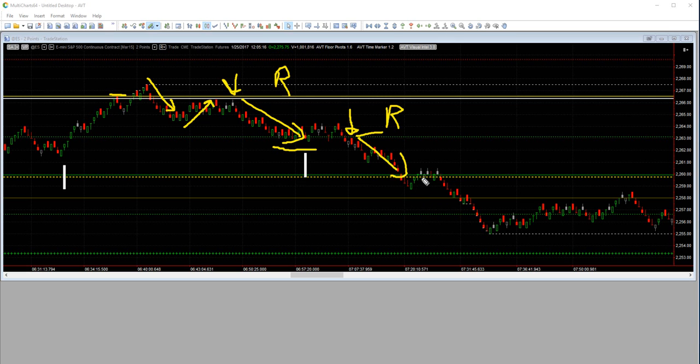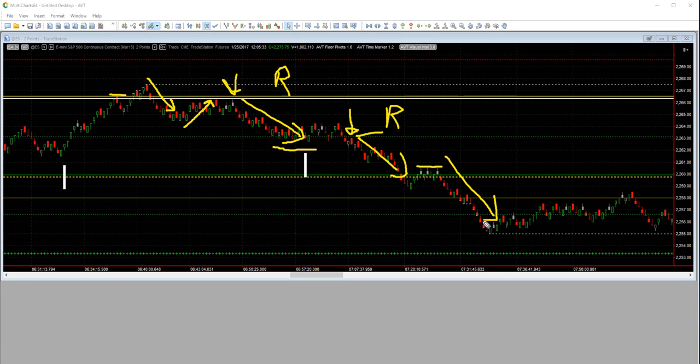But as you can see, it came back up. It formed some resistance here. You can see a triple top there, formed some resistance there, and then the market came back down, right? So these are just some ideas of how we use the floor trader pivots as support and resistance.